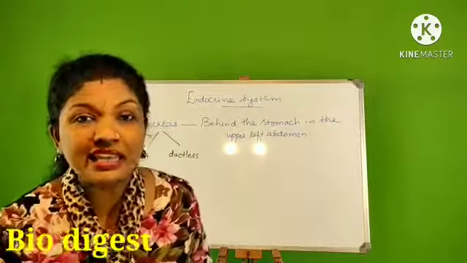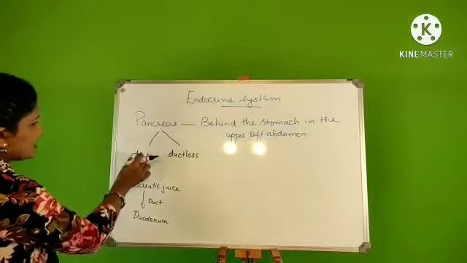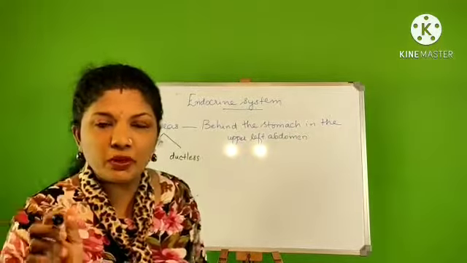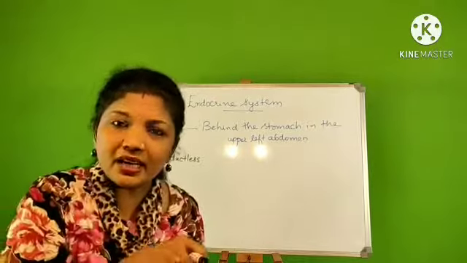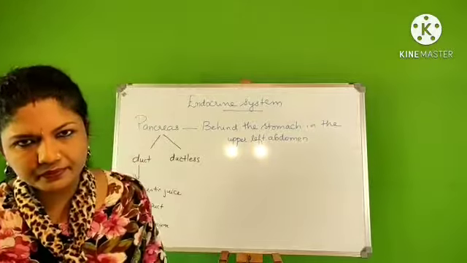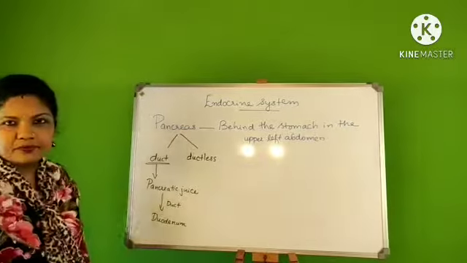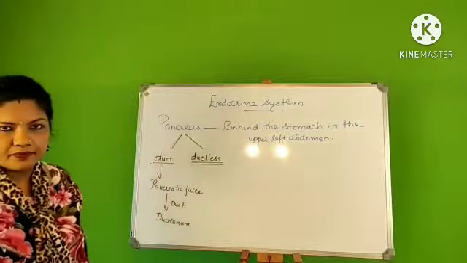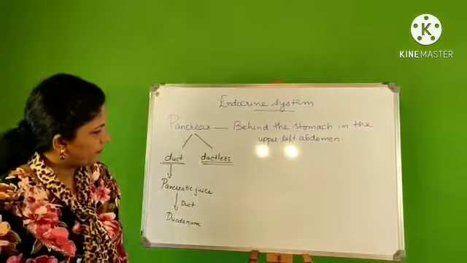Duodenum, jejunum, ileum are the parts of the small intestine. So as a duct gland, what does the pancreas pour? The pancreas pours pancreatic juice through a duct into the duodenum. So it is called a duct gland. Now why is it called a ductless gland? This question also is very important for the board exam.